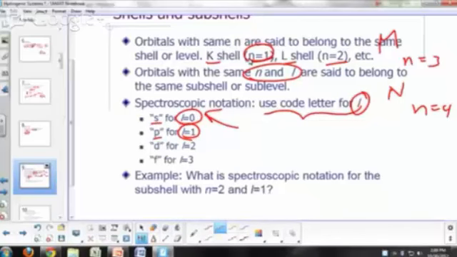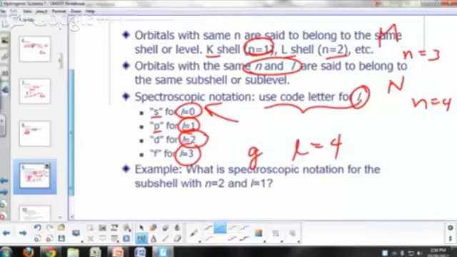D orbitals are orbitals for which the quantum number L is 2. F orbitals, L equals 3. For L equals 4, what's the name of the orbital? What's the code letter? After that is alphabetical. And there's a letter you skip somewhere, but usually we don't go beyond G.